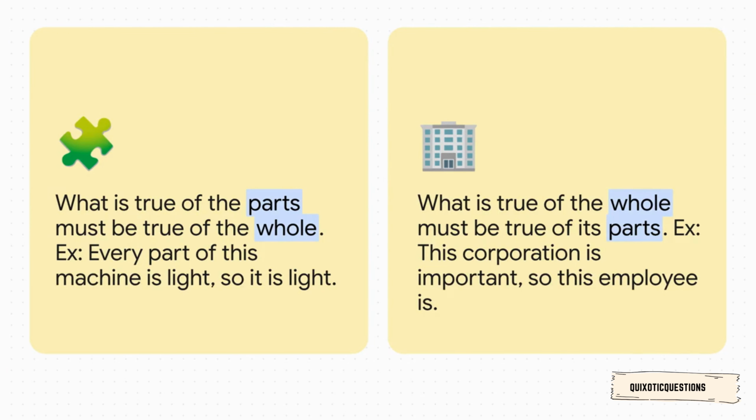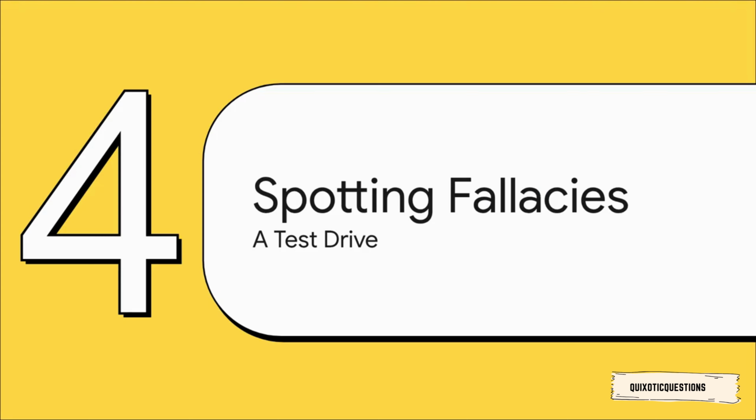Okay, let's pause here because we have two fallacies that are perfect mirror images of each other. Over on the left, you've got the fallacy of composition. This is where you assume that if every single part of a thing has some quality, then the whole thing must have it too. The example is great. Every single screw and gear in a machine might be light, but that doesn't stop the machine as a whole from weighing a ton. Now on the right, you have the exact opposite, the fallacy of division. This is assuming that whatever's true for the whole thing must also be true for every one of its little parts. A company might be super important, but that doesn't mean every single person who works there is. Makes sense, right?